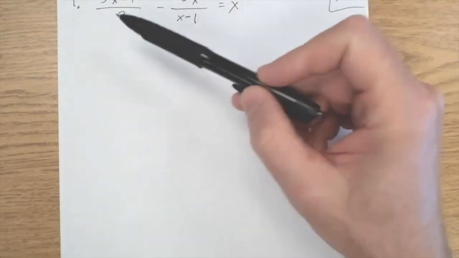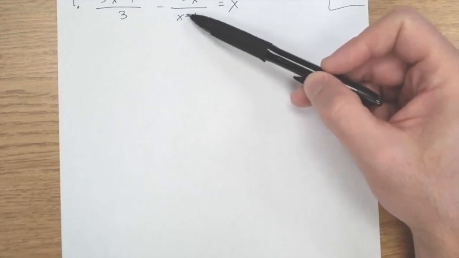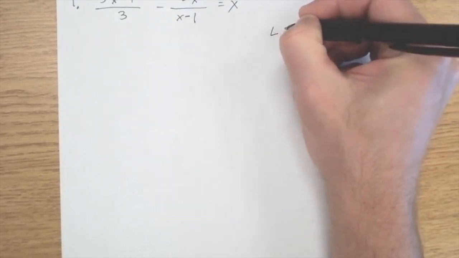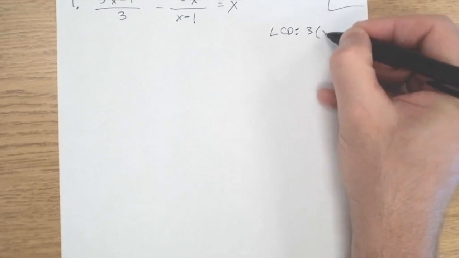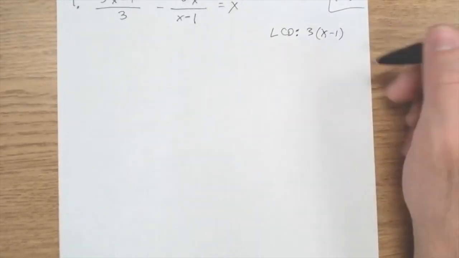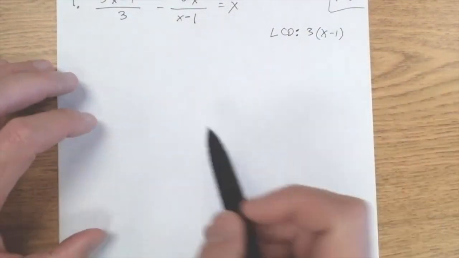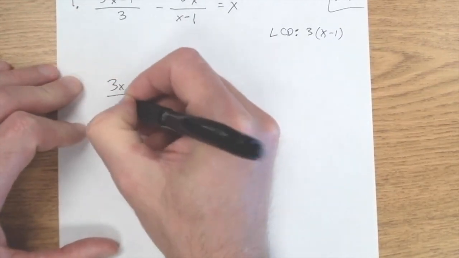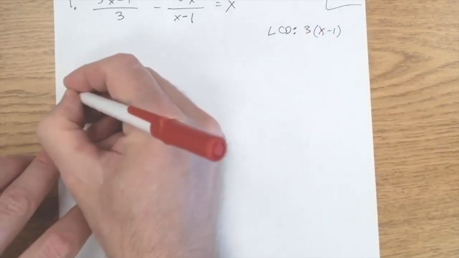When I look at the fractions, I have a denominator with a 3, and then also a fraction with the denominator of the factor x minus 1. So the least common denominator for this particular equation would be 3 times x minus 1. I'm not going to multiply that through, that's not going to really help me much. I'm just going to rewrite this original problem, and I'm going to multiply each fraction by the LCD.